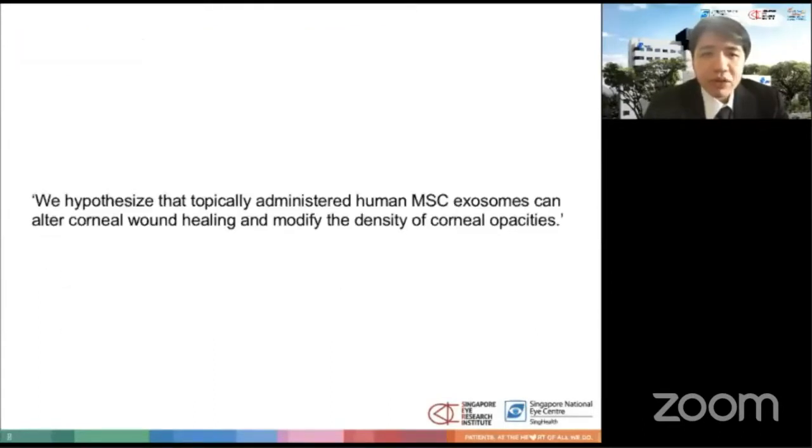We hypothesize that topically administered human mesenchymal stem cells-derived exosomes can alter corneal wound healing and modify the density of corneal opacities.